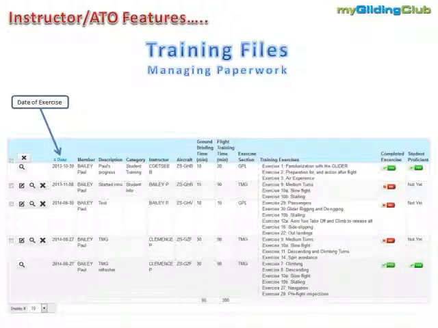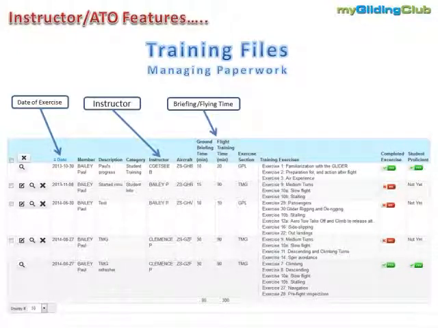So fields that can be captured, basically the standard stuff: date of exercise, who was the instructor involved, briefing and flying time. You can capture these totals, and you'll see there at the bottom here, as you progress with your exercise, it totals up, and you can also select which exercises you've done. So here in this area, for example, on this item, we've done 2, 4, 6 exercises.